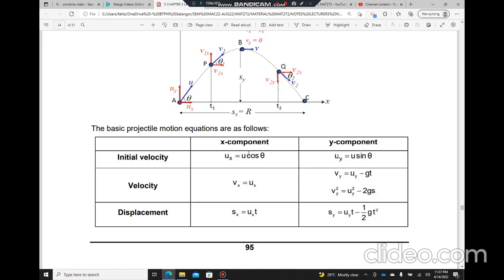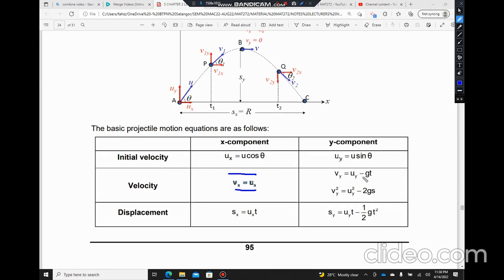Yang ni kita dah tengok dalam chapter sebelum ni, macam mana kita bahagikan pada komponen x and y, macam mana kita dapatkan cos theta and sin theta. Okay, untuk velocity, untuk x component, v dia akan sama dengan u untuk x component. Sebab apa? Yang ni dia tak ada gravity, sebab velocity untuk x component dia cuma selari je kan. Dia just a straight line macam ni je kan. So that's why vx equals to ux.